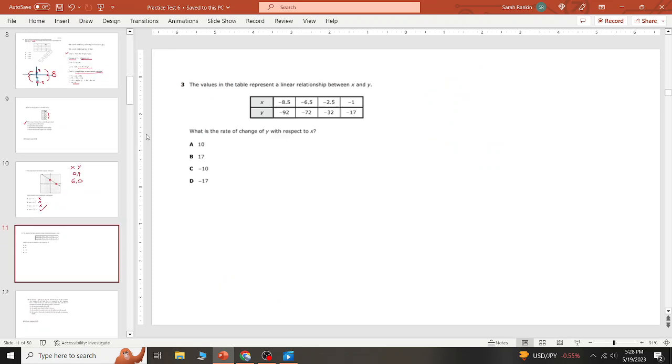Let's see what else. The values of the table represent a linear function. What is the rate of change? So anytime you see rate of change, that's the same as the slope. Right? Rate of change is slope. So they're just asking for the slope. So we just count our change in y over change in x. And that turns out to be a positive 2 if you do the math. So -17 minus -92, -1 minus -8.5, do the math, and you get 10.